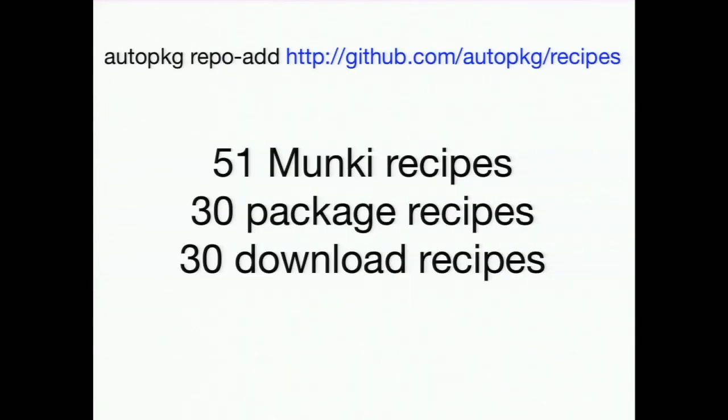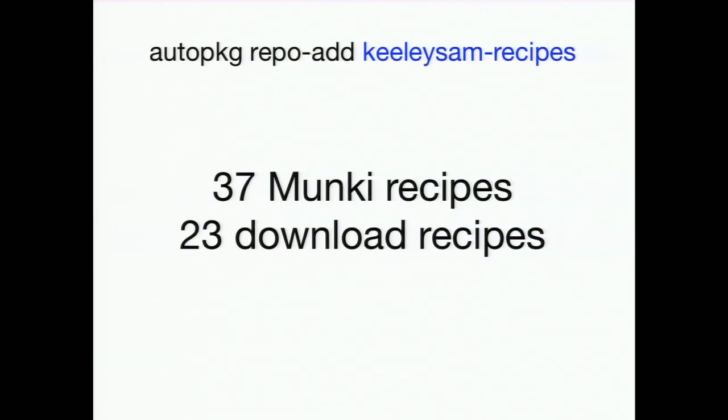So the core set of recipes contains 51 Munki recipes, 30 package recipes, and 30 download recipes. That's a fair number, but there are more. Other people other than Tim and I and Per have worked on recipes, and they've contributed them to the public so that other people can use them. So I can add additional recipes by referring to those other repos. I can add some from Keeley Sam, who in real life is Sam Keeley. And again, I can leave off all that URL stuff at the beginning and just use the end of it. And at least last I checked, he had 37 Munki recipes and 23 download recipes.